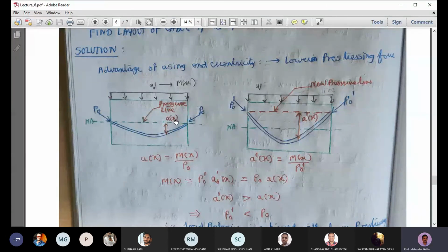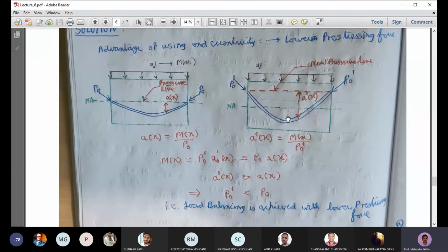Here the pressure line is coinciding with the neutral axis. Now what we are doing when we provide end eccentricity is shifting the cable with respect to the neutral axis at the edges. We are giving small eccentricities at the edges. So this is the new shape of the cable here. We have shifted the left cable by a little amount here, and also the cable at the right edge by a little amount there.